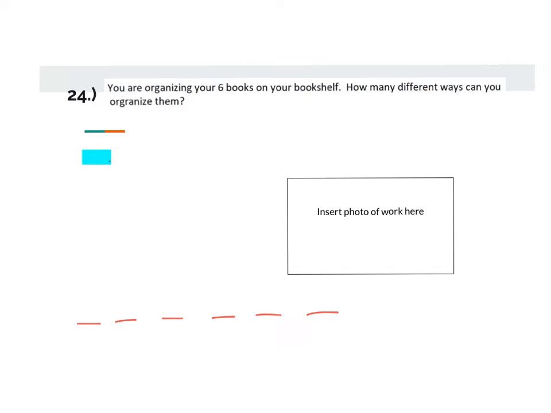When I go ahead and set my first book, I have 6 options to choose from. Once I have set my first book on the shelf, for the second book, I only have 5 books to choose from, and so forth. Then I only have 4 books, then 3, then 2, then 1. So I would multiply 6 times 5 times 4 times 3 times 2 times 1. Go ahead and multiply that in your calculator, and that would give you 720 ways.